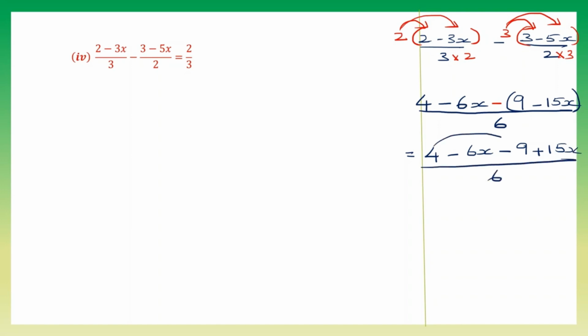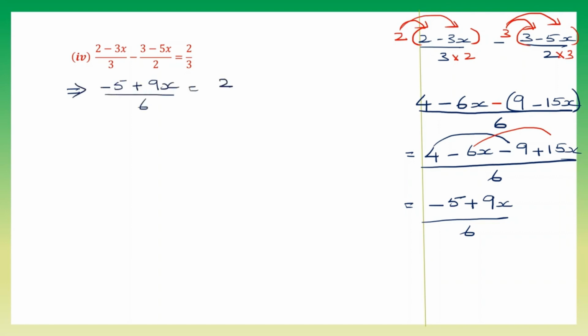Now the whole numbers here can be worked out. Signs are different, so put the sign of the bigger number and subtract. 9 minus 4 is 5. Now let's work on the x terms. We have minus 6x and plus 15x. Signs are different. Put the sign of the bigger number and subtract. 15 minus 6 will be 9. So 9x by 6. So here we've done the left hand side. We've got minus 5 plus 9x by 6. This is equal to 2 by 3.